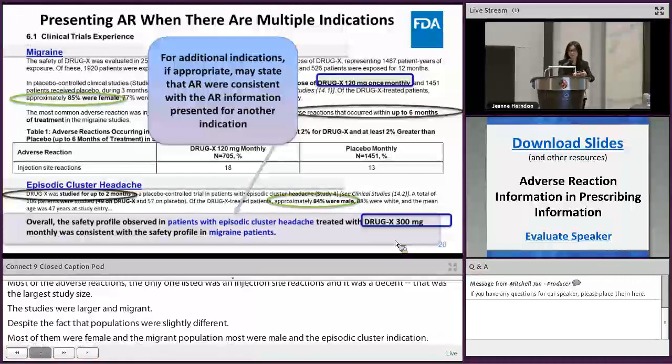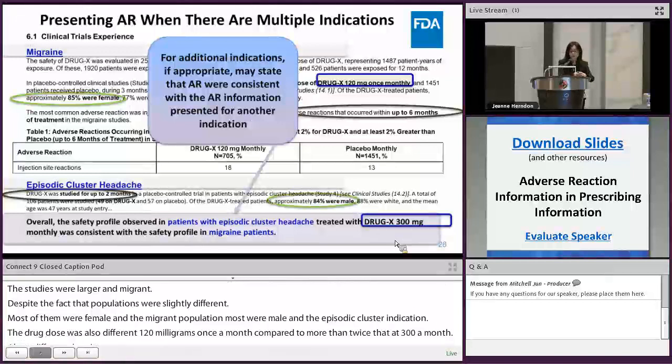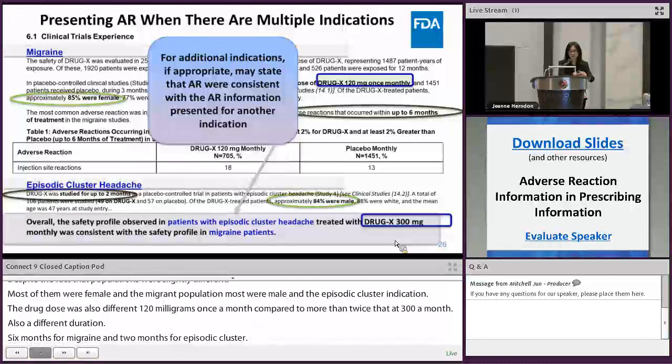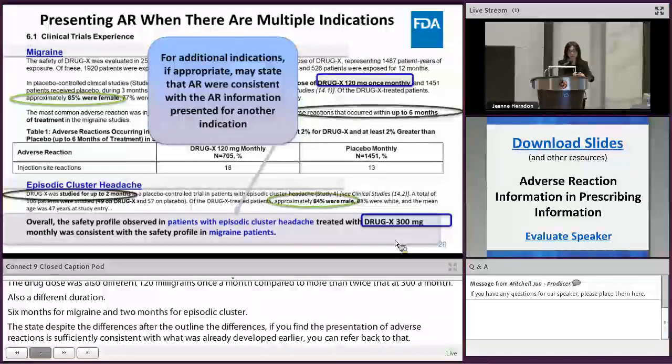Despite those differences, after you outline those differences, if you find that the presentation of adverse reactions is sufficiently consistent with what was already developed earlier, you can simply refer back to that. So here it says, overall, the safety profile observed in patients with episodic cluster headache treated with drug X 300 milligrams monthly was consistent with the safety profile in migraine patients. And so that's kind of a short and sweet way to include the necessary information without too much repetition.